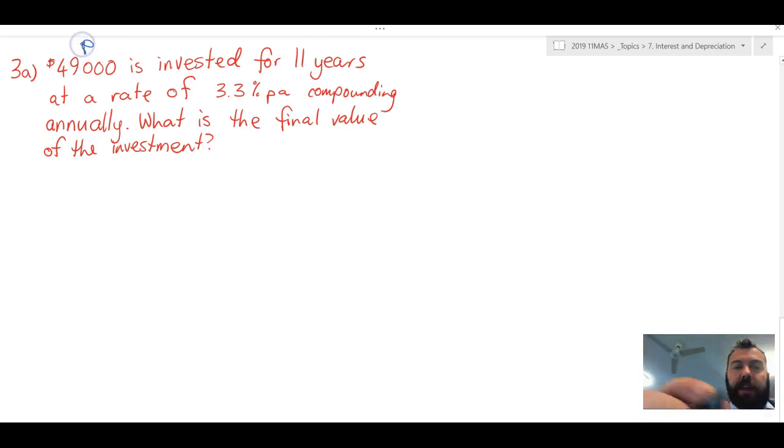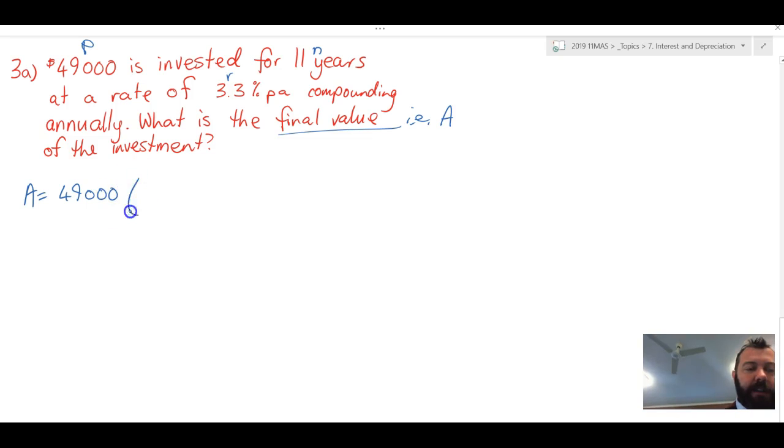My principal is here. My number of terms is here, is 11. I don't have to change that because it's years and years. My rate of interest is here. And I want to know the final value. That's A that the formula gives us. I don't have to subtract the principal to get the interest or something like that. So our formula, A equals P, 49,000, outside of 1 plus R, 3.3 over 100, 1 plus R to the power of N, to the power of 11.